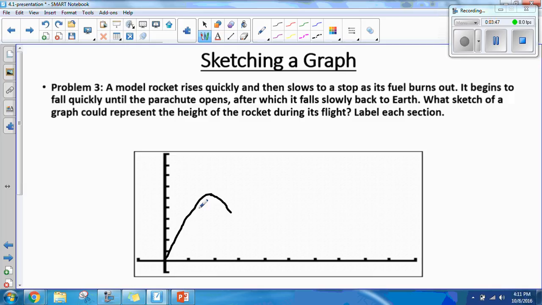So notice how the incline and the decline are pretty steep here. Once the parachute opens, it's going to fall slowly. So it's not going to fall as sharply. So it'll take a lot longer for it to reach the ground.